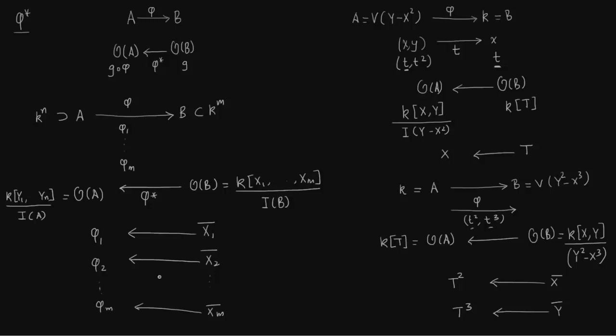Similarly we have this, and each of these phi 1, phi 2 and phi m are anyway elements of O of A by definition, and they are polynomials in the ring O of A. And that was the definition. So this is how the characterization of phi star is.